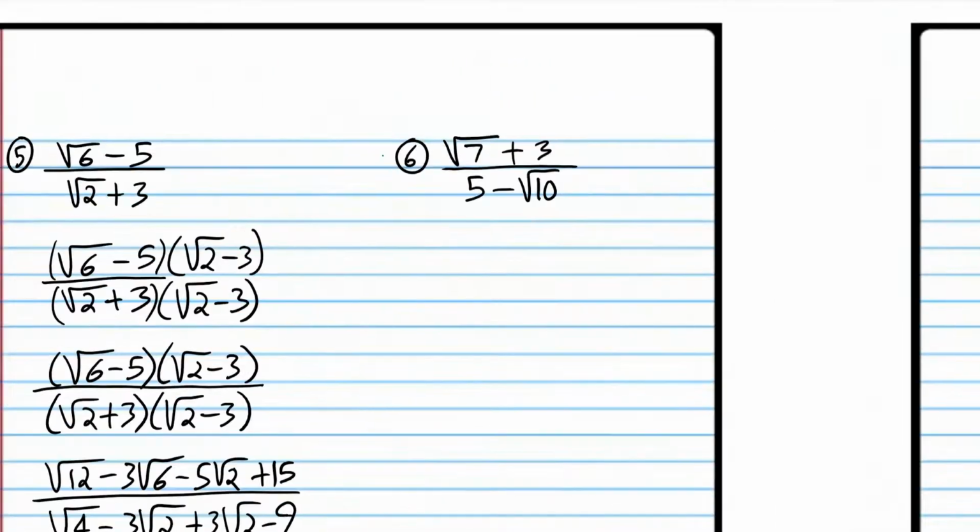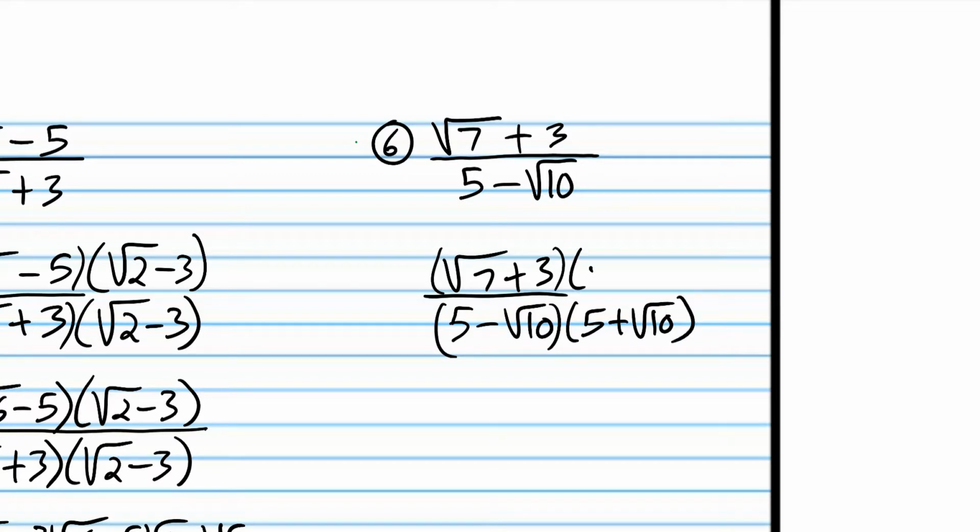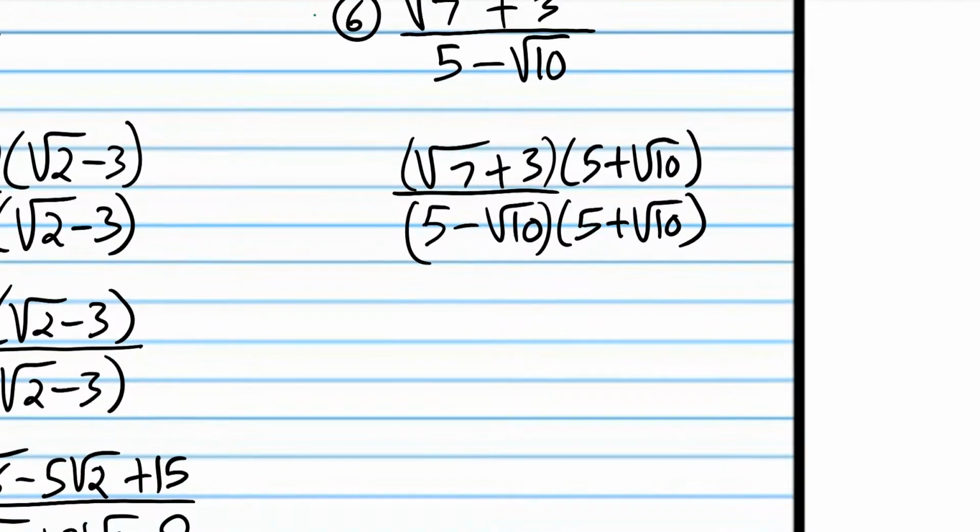All right, we're back. So we're going to rewrite. And remember, the denominator determines everything. The denominator is 5 minus root 10, so we're going to multiply by 5 plus root 10. If we FOIL the top, we get, oh excuse me, not root 35. Root 7 times 5 is 5 root 7. And root 7 times root 10 is root 70.